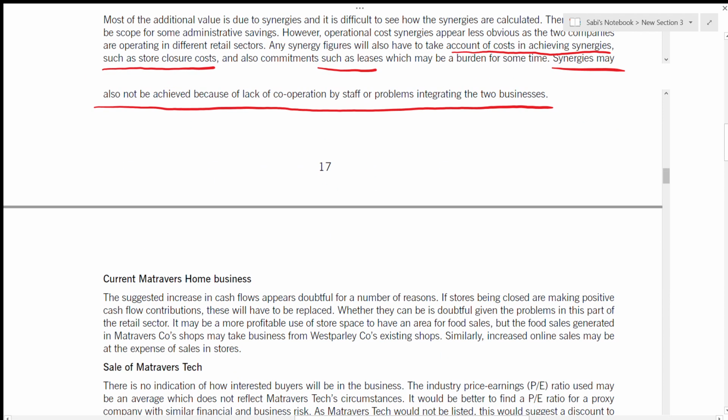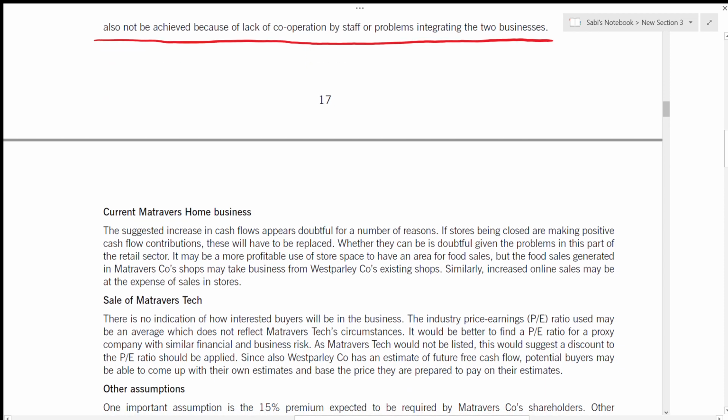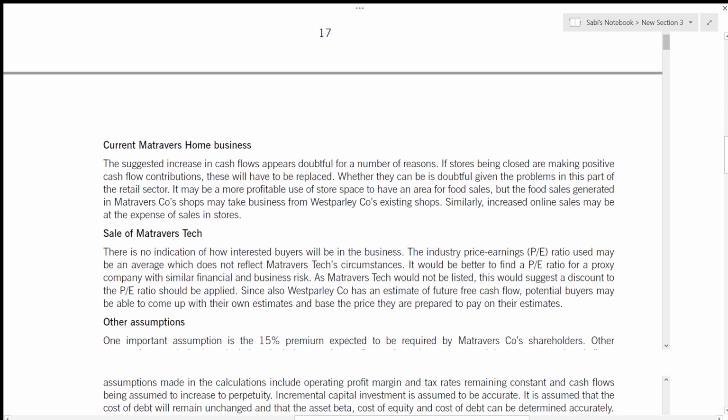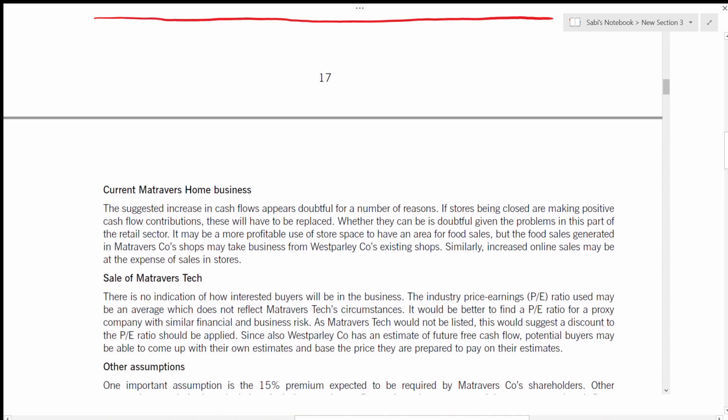Now let's go to the next. What is the current Matt Trevor's home business? They're talking about the home business, and it's just 5 lines. Even though so many calculations are there, when it comes to a report, it's very briefly written. They're not including everything, like I have done this calculation, this is the synergy. No. Only some numbers you're using from there. So, current Matt Trevor's home business.